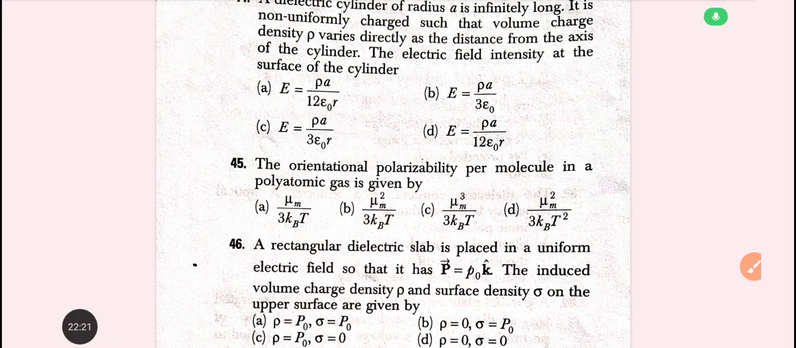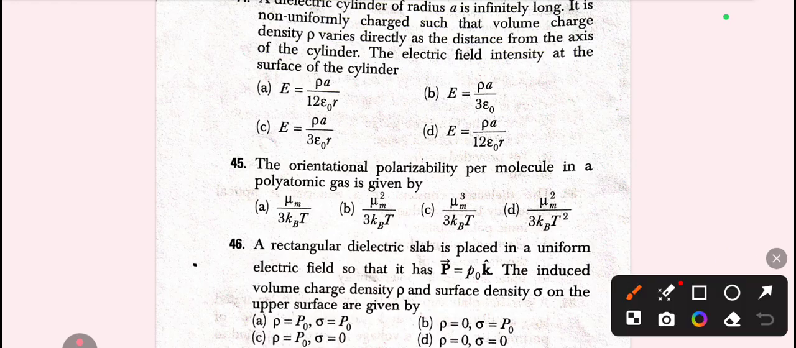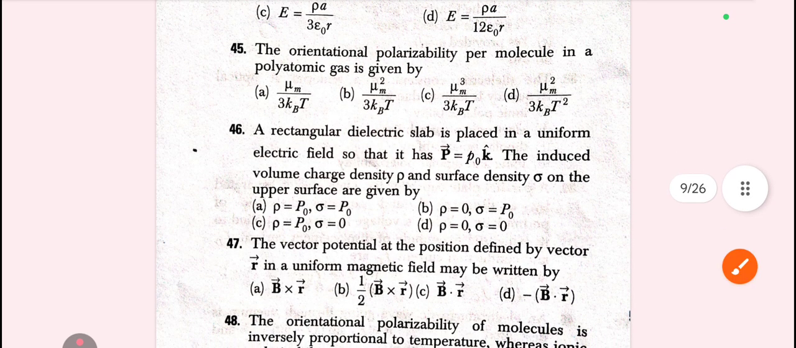Here we have question number 45. The orientational polarizability per molecule in a polyatomic gas is... Directly learn this relation. This is mu squared over 3 kBT. Next, a rectangular dielectric. Read the question.